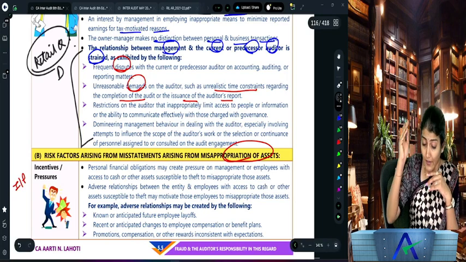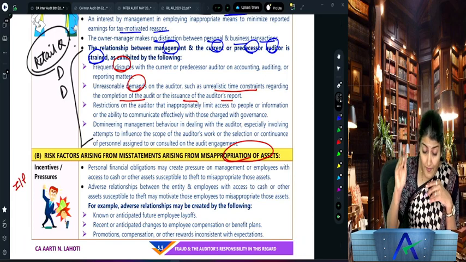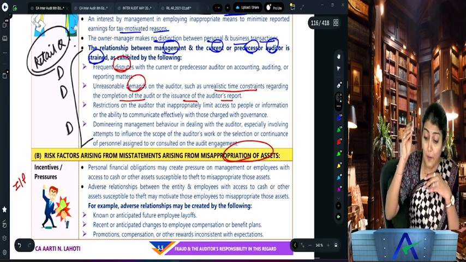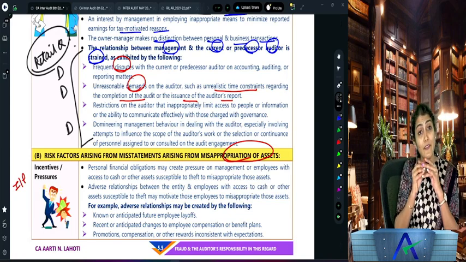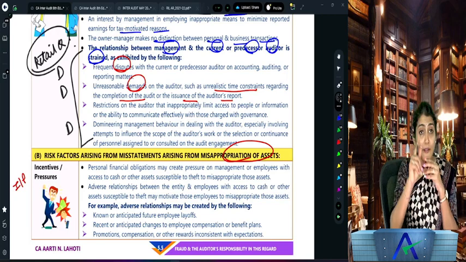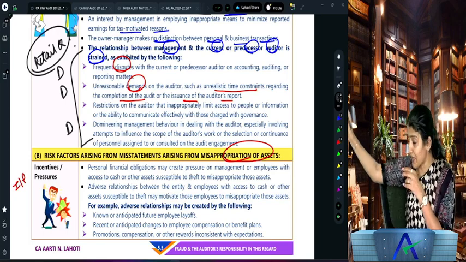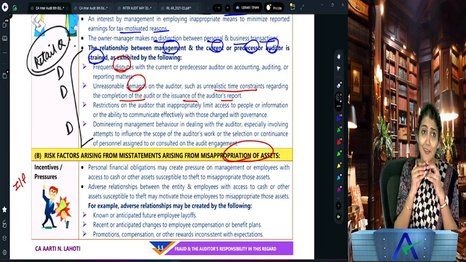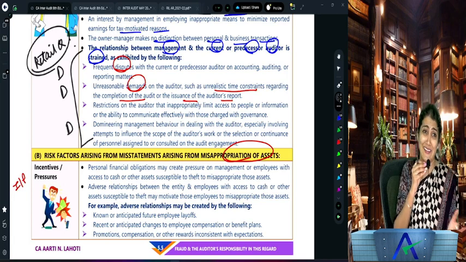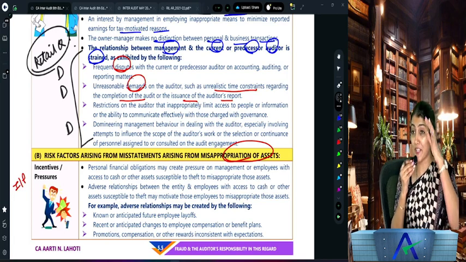There are frequent disputes. Then there are unreasonable demands on the auditor. Then what does it say? There is dominating management behavior. Dominating management behavior means what are they telling the auditor? Auditor, you want to do checking? Sit over here. I will bring 3 vouchers for you. Check these 3 vouchers and go home. The auditor says, my teacher also taught me audit sampling. You understand that? So dominating management behavior.